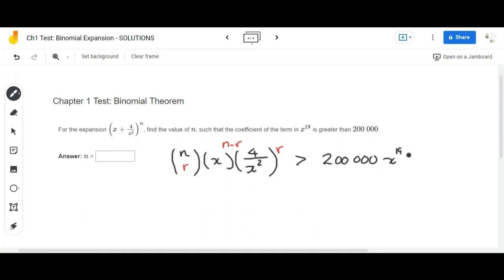So that means that I want my power to be 19. So the next step in all of this is to look at the powers of x. We'll multiply these powers here, and of course that's a power of 1. And I guess we'll write it out. That's going to be x to the power of n minus r multiplied by 4 to the power of r, all over x to the power of 2r, because of course we'd have to raise the x squared by that power of r and multiply those powers as well.